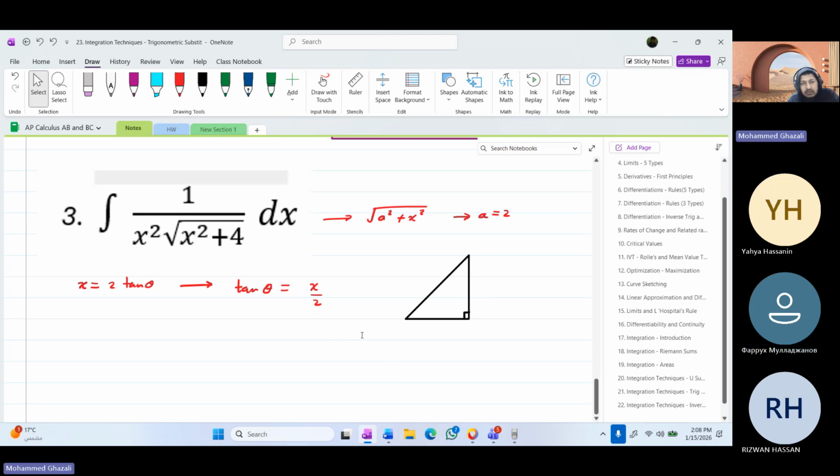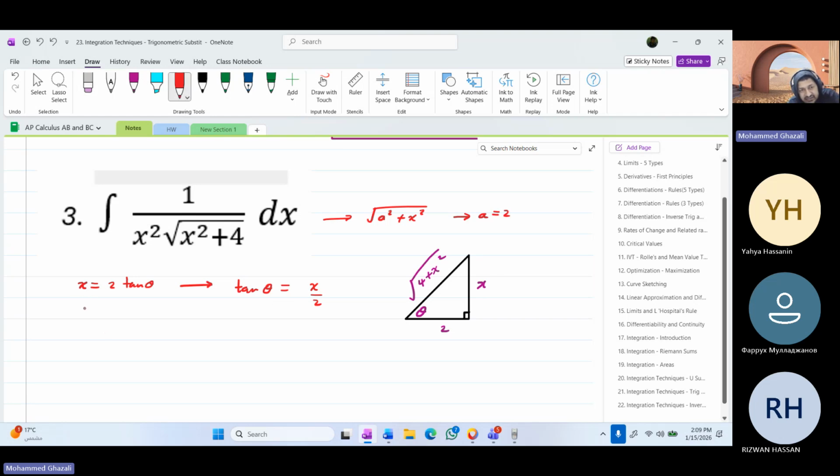Okay. So theta goes inside here, right? Opposite over adjacent, so x over 2. And what's my hypotenuse? The hypotenuse is clearly the square root of a squared plus b squared. So basically 2 squared plus x squared, so that's 4 plus x squared. We can see that the square root form appears on the triangle. So that is great, which verifies that we have used the correct trig sub.